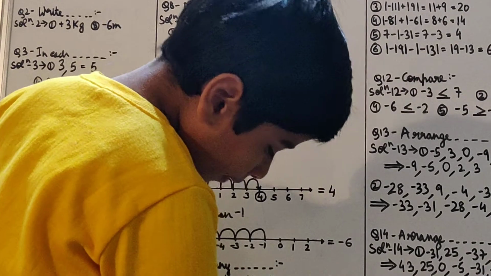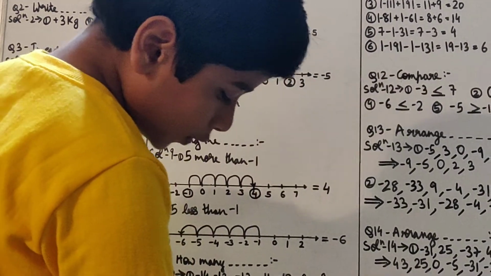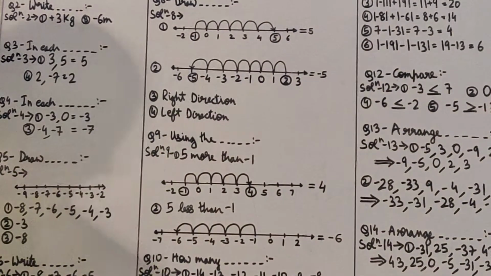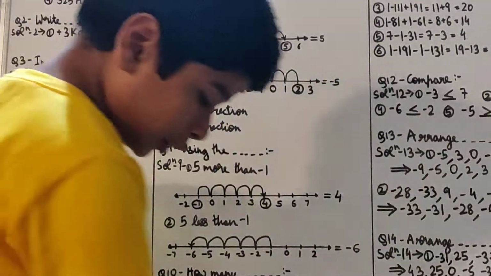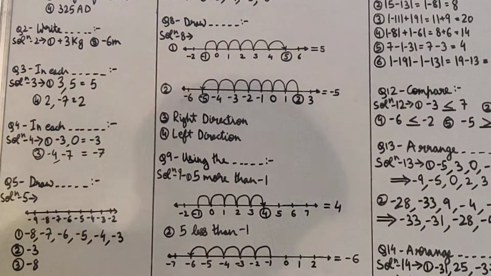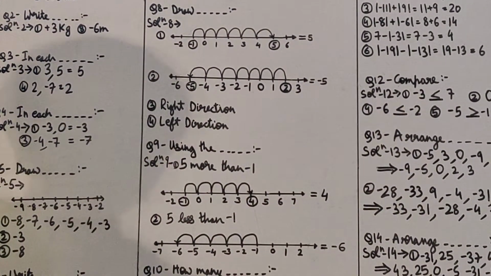Then in which direction should we move to reach -8 from -3? So we will move in the left direction.